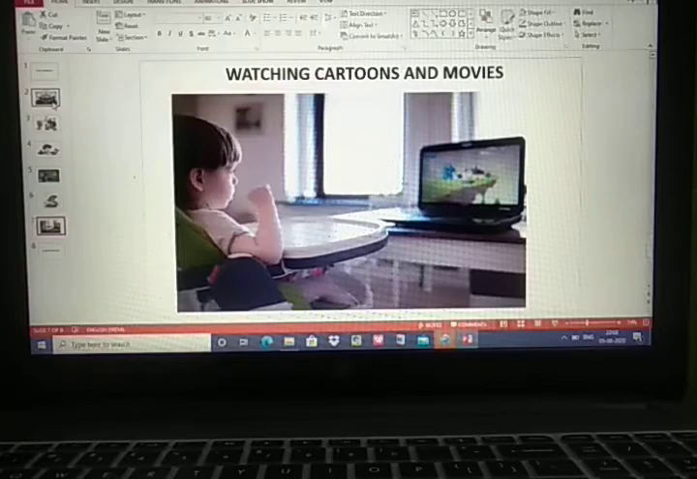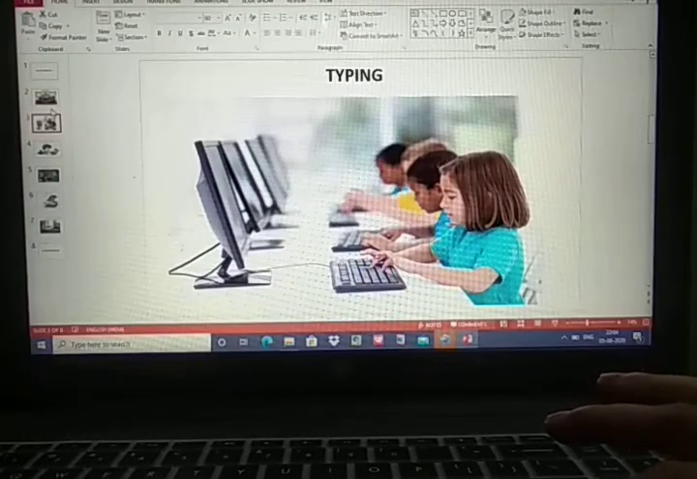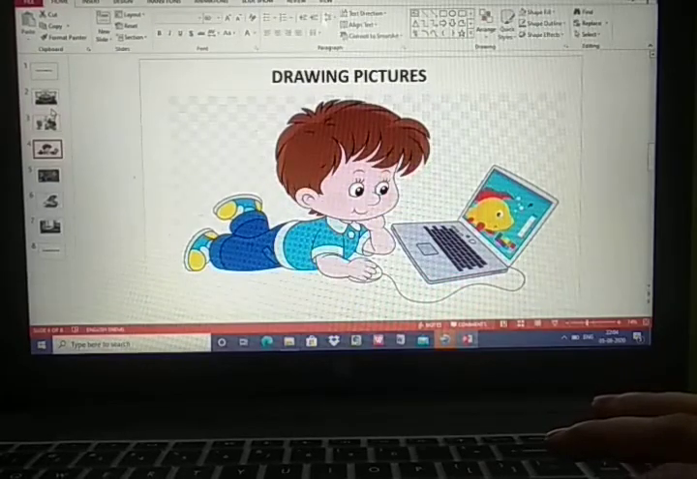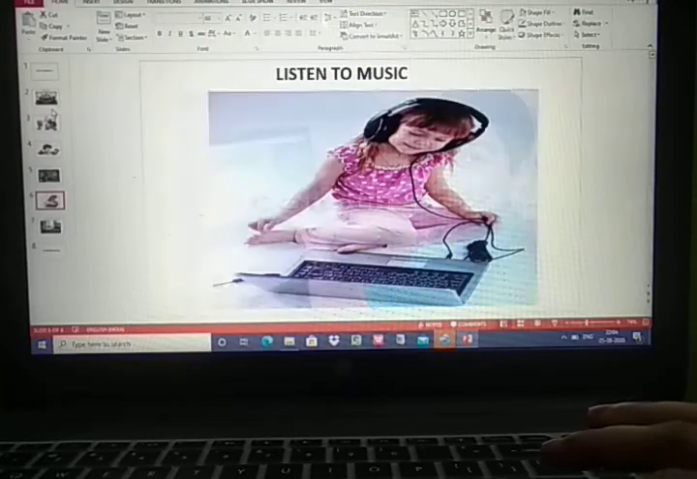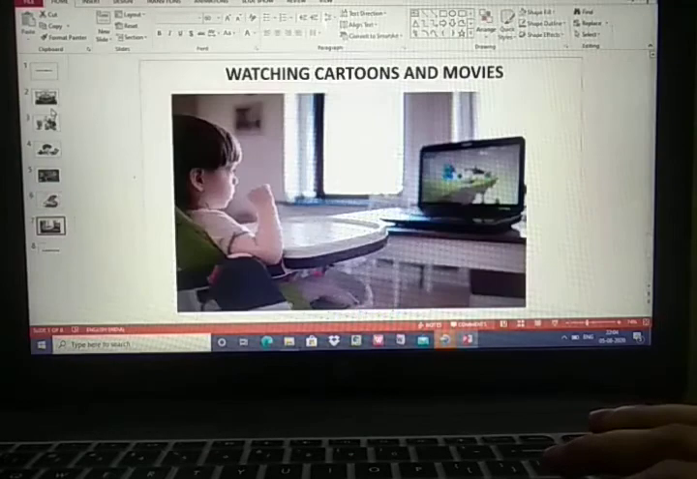Okay, these are the different uses of a computer. What are those? Playing games and typing. Typing, you can type letters, numbers, special characters, all those. And we can draw different pictures and color those pictures. Solving sums. To solve big sums we use computer. Next, listen to music. We can listen to the rhymes, songs. Next is watching cartoons and movies. We can watch animated stories, cartoons and animation stories. All those we can watch from the computer.